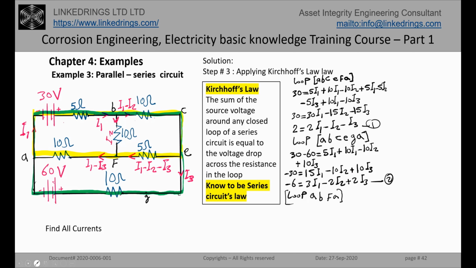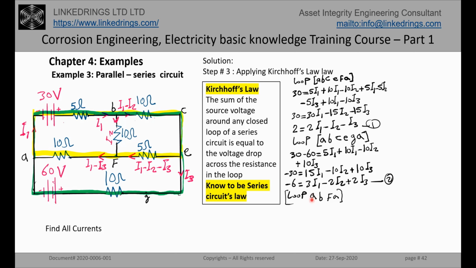Now let's take another law. So now how many equations do I have before I continue? We have 2 equations. How many unknowns do we have? We have I1, I2, I3. So we need three equations to solve the 3 unknowns. Now I have only 2. I applied it on 2 circuits, the yellow color and the green color. So now I have to go to another loop.